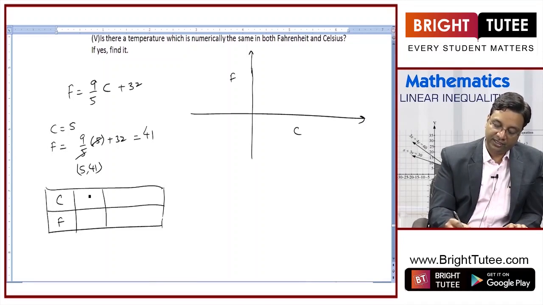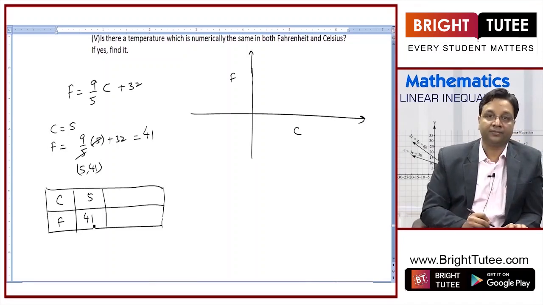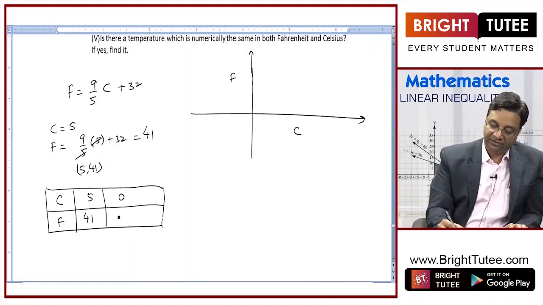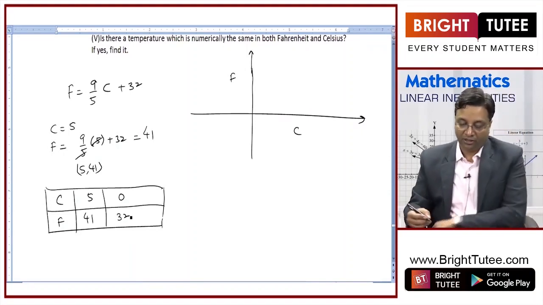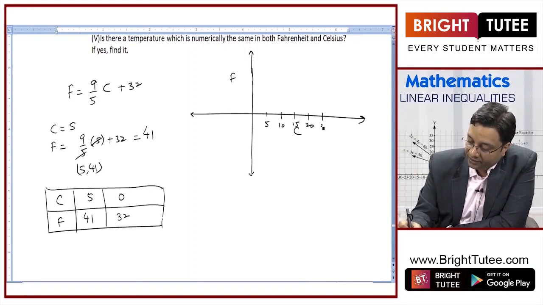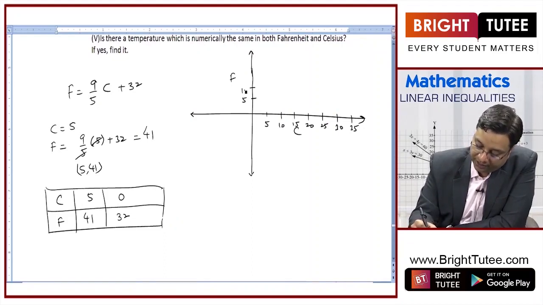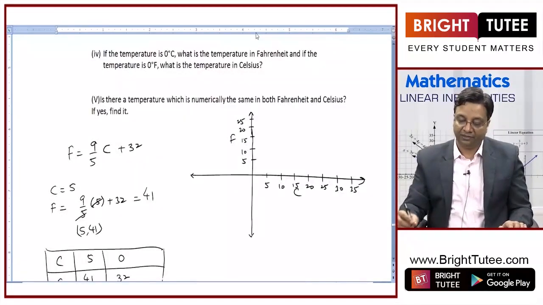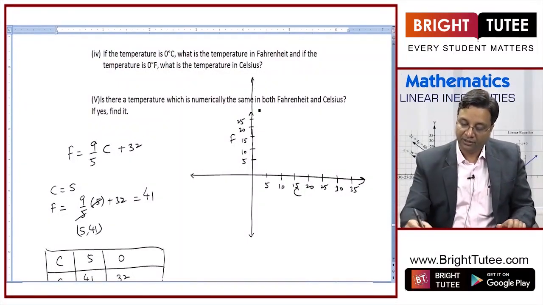So I have taken C as 5, so F was 41. If I take C as 0, F will be 32. So you can draw a graph easily. Take, let us say, gaps of 5, 10, 15, 20, 25, 30, 35, 5, 10, 15, 20, 25. I will require some more graph here.